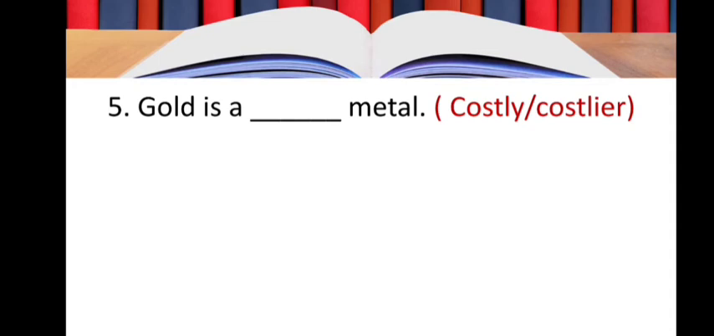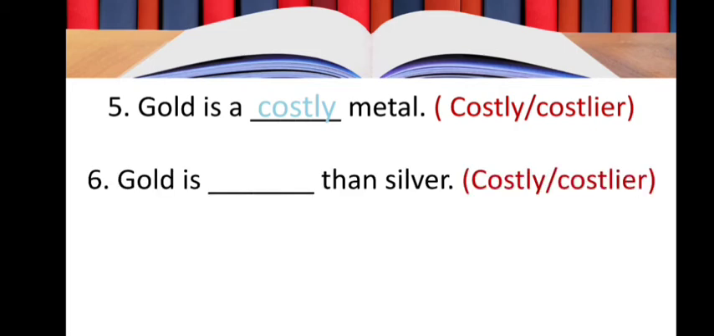The next one is gold is a dash metal and the two options are given, costly or costlier. Here you can see we are talking about gold only, so there is no comparison, so we will use positive degree of adjective, which is costly, and the answer is gold is a costly metal.